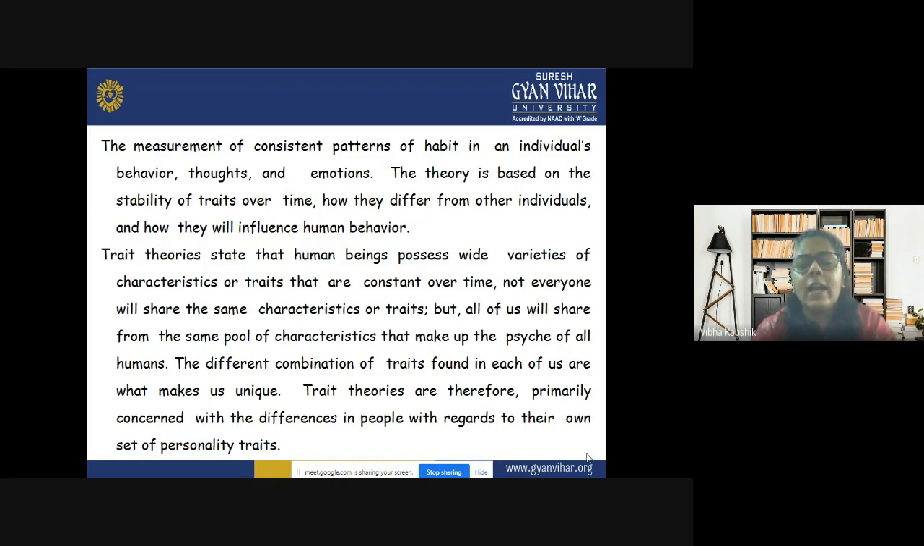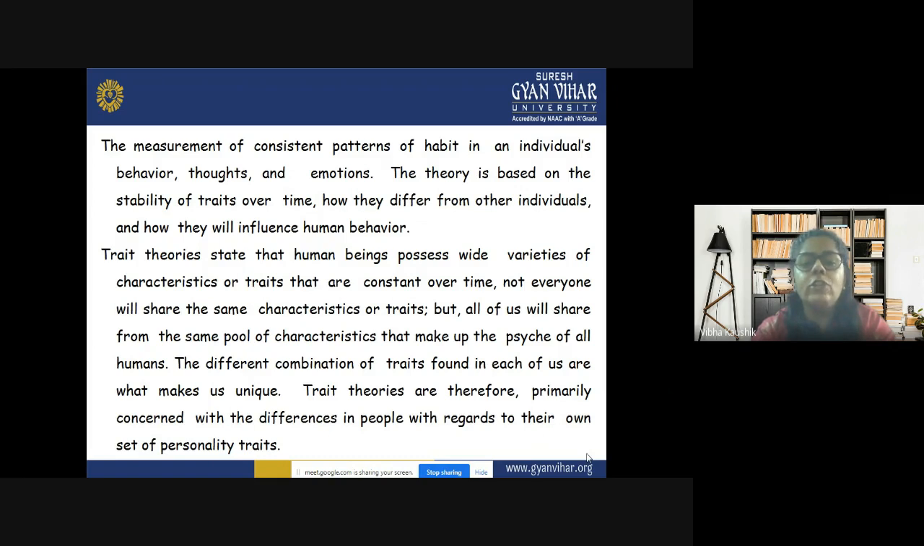That's why we say that every individual has some unique or specific traits, and those unique traits make him different from other individuals. But all of us, all human beings, will share from the same pool of characteristics. There are some characteristics that are common and that make up the psyche of all human beings.